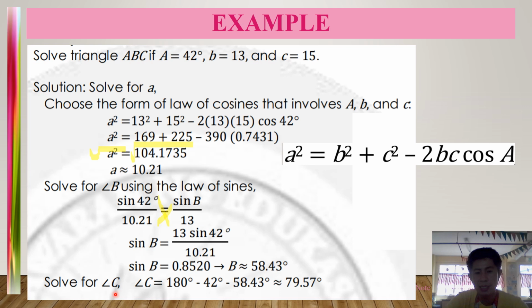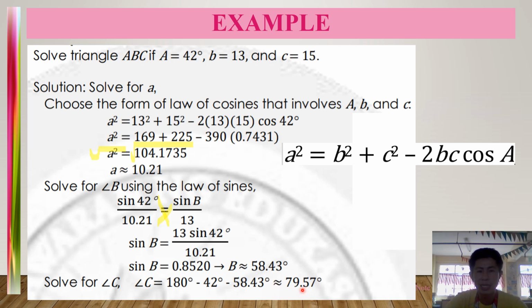Okay. So, ayan. Nakuha na natin yung length ng A, nakuha na natin yung angle B, ang missing na lang ay angle C. So, alam naman natin na ang sum ng tatlong angles ay 180, di ba? So, kung 42 yung isa at 58.43, ano na lang yung matitirang missing doon sa 180? Okay, so to solve for that, we have 180 minus 42 minus 58.43. So, that is approximately equal to 79.57 degrees. So, yan yung degree measure ng angle C.